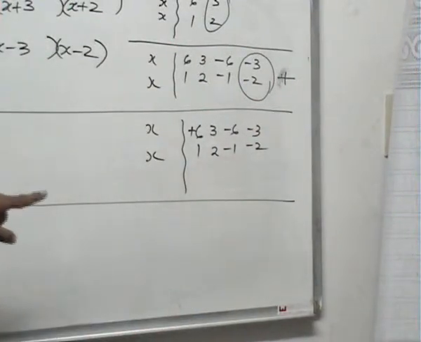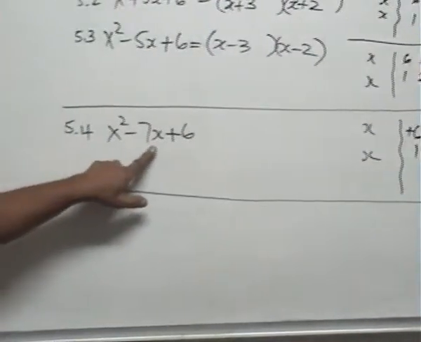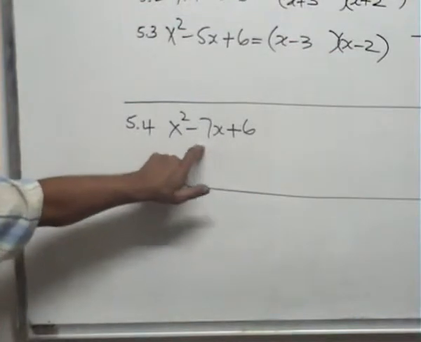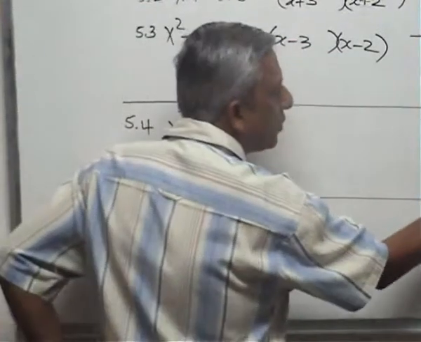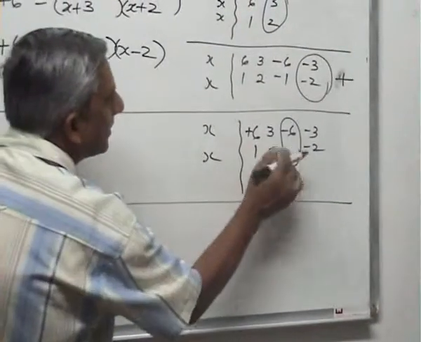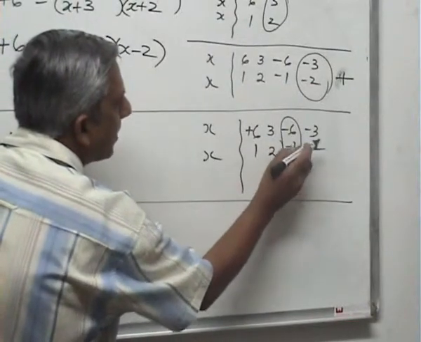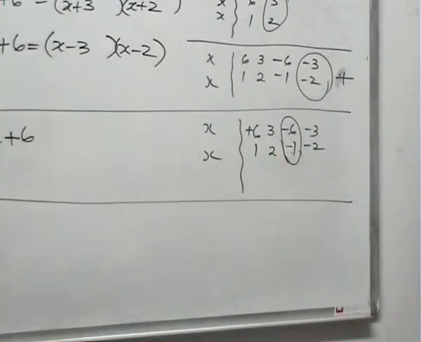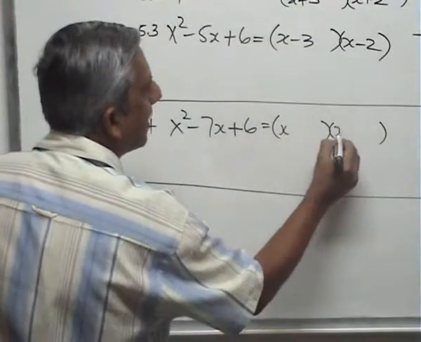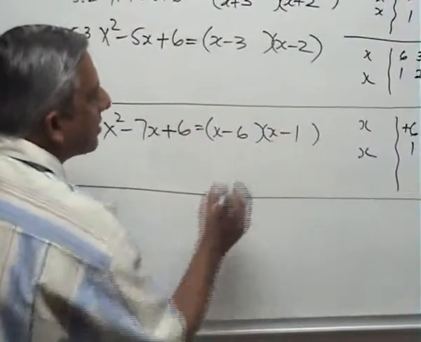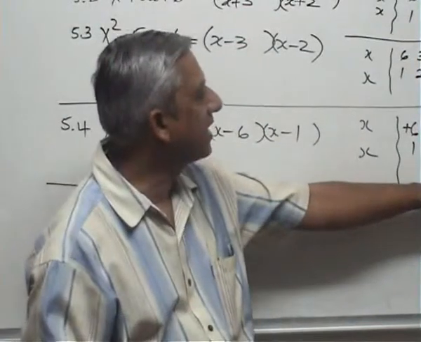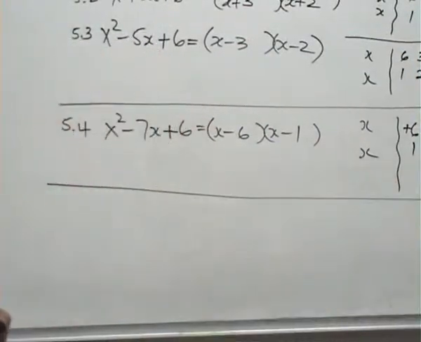Well, you see, it's the same numbers, but this time in the middle it's different. You see, there it was minus 5, here it is minus 7. So this time you can see the choice is not minus 3 and 2, this time the choice is 6 and minus 1. So, the answer will be x minus 6 and minus 1, because I was looking for minus 7 this time. So I won't take that, because if I add that I get minus 5. If I add this, I get minus 7.